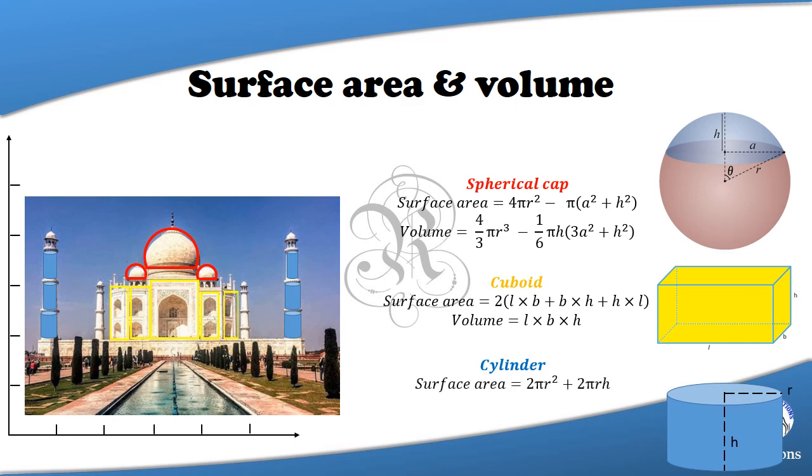The surface area of a cylinder is the sum of its curved surface area and the area of the top and bottom circles. In this picture, you need to consider only the lateral surface area, which is equal to 2 pi r h. The volume of the cylinder is given by base area pi r square times the height h.